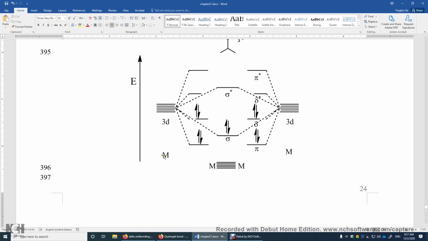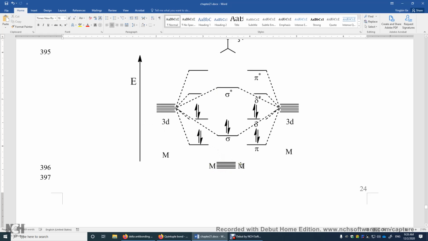If the two transition metal centers are identical to each other, for example, let's say we have 2 iron 3 plus, these 2 pi orbitals are degenerate. These 2 delta orbitals are degenerate. These 2 pi star are degenerate. These 2 delta star are also degenerate. So how can we form 5 bonds between 2 iron 3 plus transition metal centers?